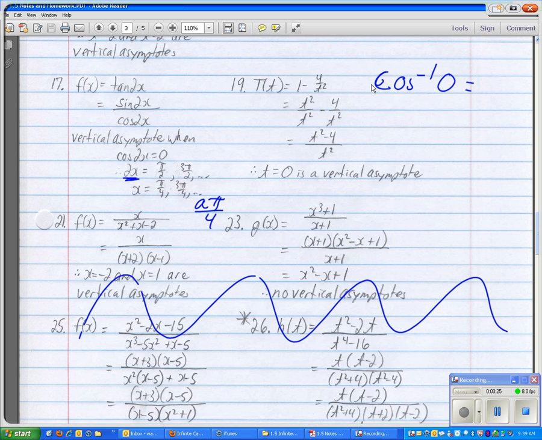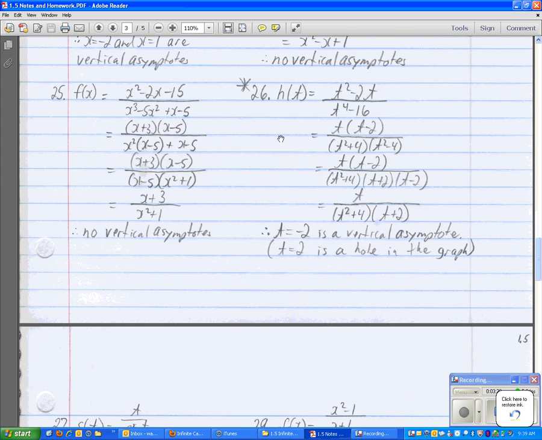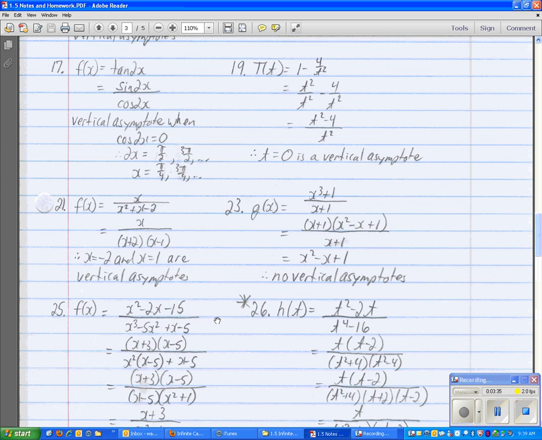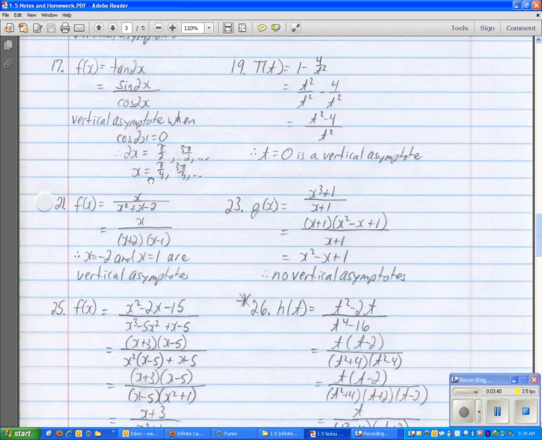Let's take a look at 25. All right, are we in the same directions? Yeah, finding the vertical asymptotes. Oh, so I didn't ever settle 17, did I? So we have vertical asymptotes when x equals a pi over 4, where a is an odd integer.